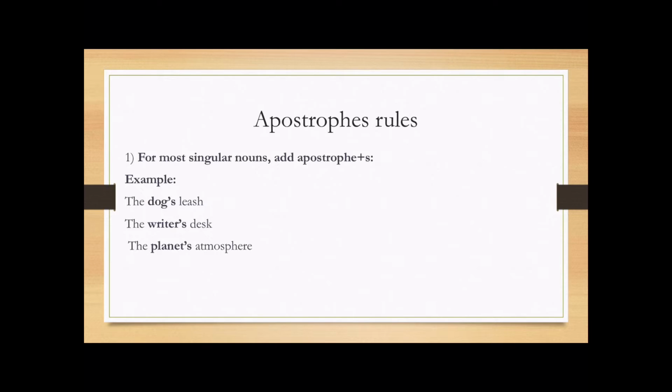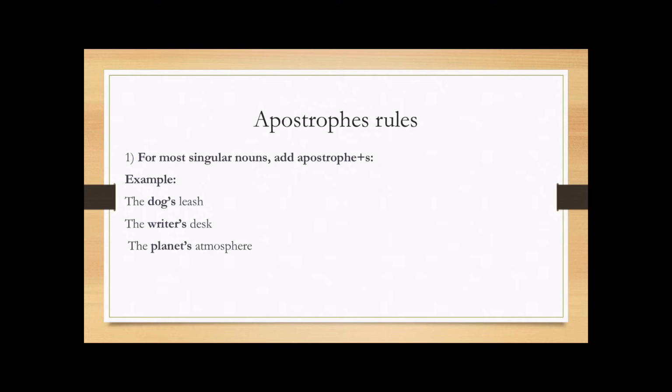Second example, the same way. The writer's desk. We are talking about one desk of one writer. So we're going to put it this way, writer apostrophe s. And the last example, the planet's atmosphere. We are talking about one planet's atmosphere. So it's a singular noun, so we're going to place an apostrophe s.